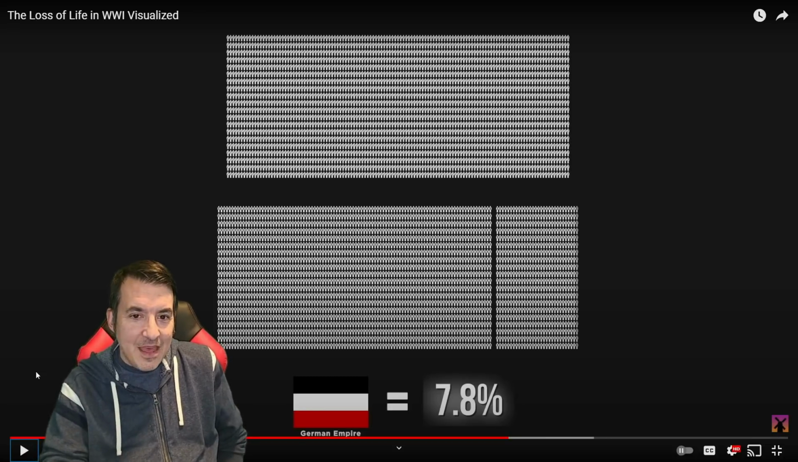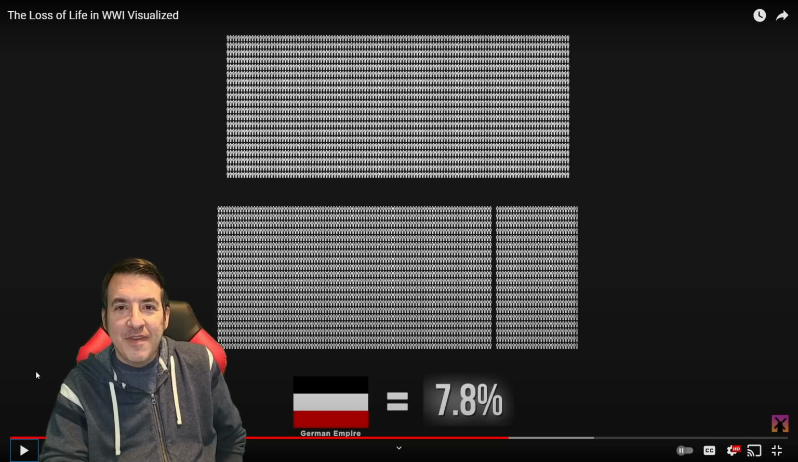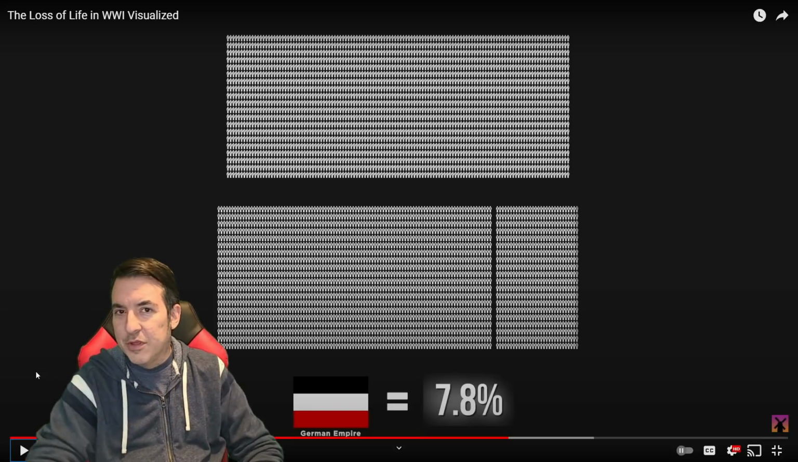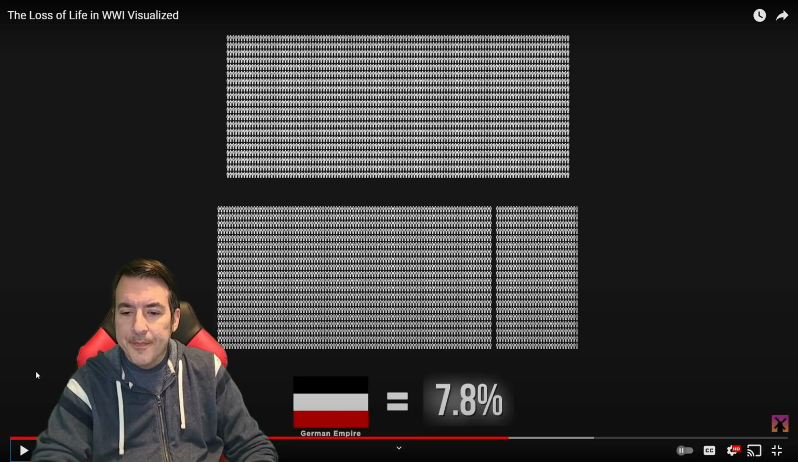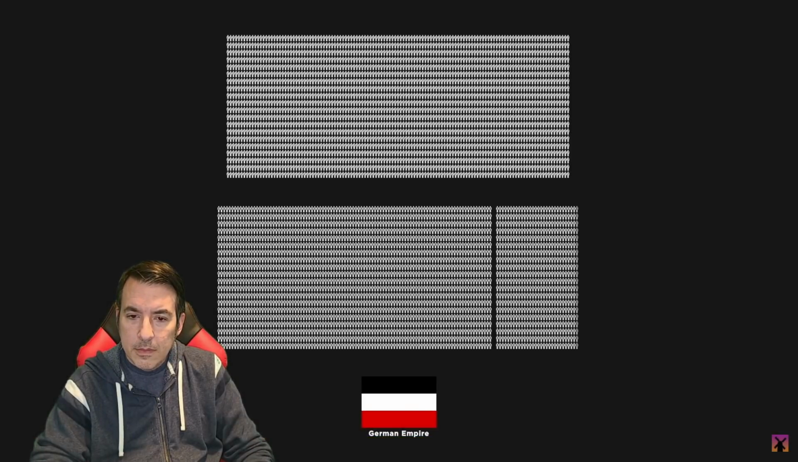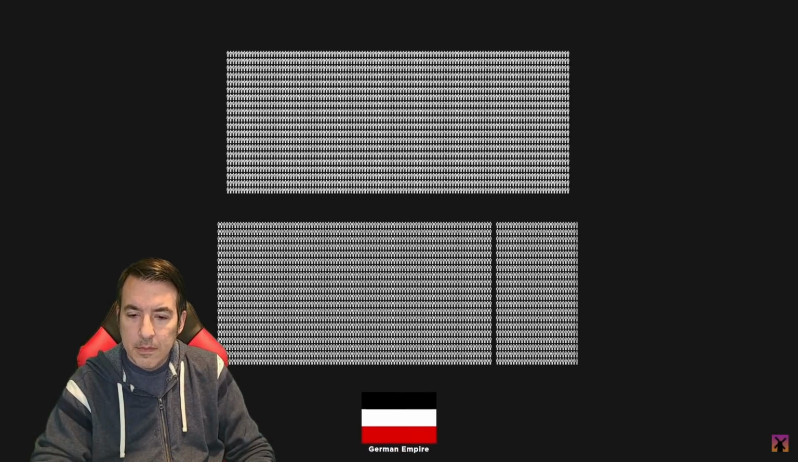Now, I get that they weren't the only Central Power that was fighting, but it's mostly them and the Austro-Hungarians. And I'm guessing the Austro-Hungarians didn't suffer nearly as many casualties. I'll be interested to see what those numbers are. And then, of course, the Ottomans. While Germany suffered the highest raw numbers of the Central Powers' casualties, she didn't suffer the highest percentage-wise.